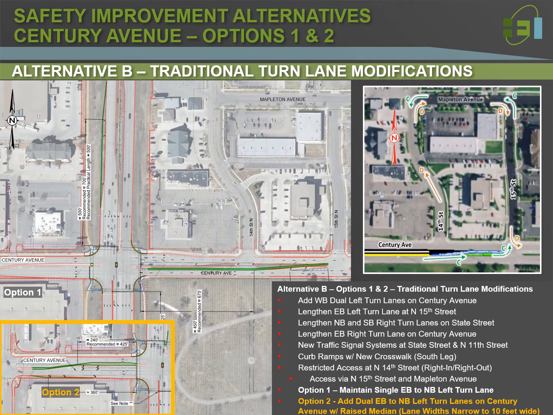Alternative B, option 2, modifications at Century Avenue are very similar to option 1, with the only difference being the addition of dual eastbound to northbound left turn lanes on Century Avenue, along with a raised median on the west leg, similar to the current conditions. These improvements would result in narrowing the driving lanes on the west leg to 10 feet wide, where in option 1 lane widths range from 11 feet to 12 feet wide.